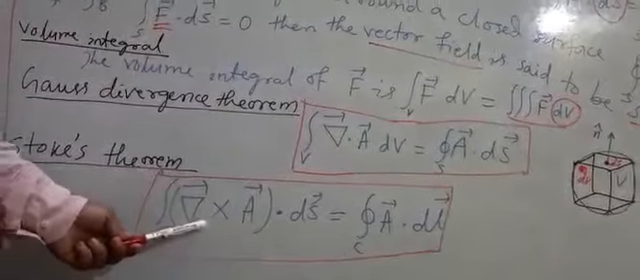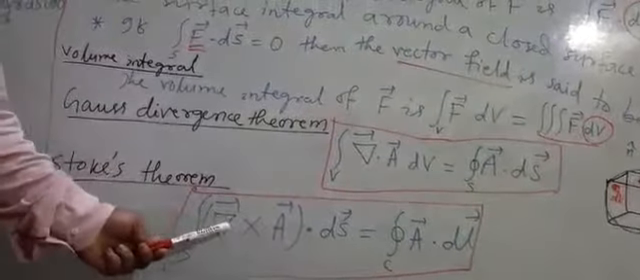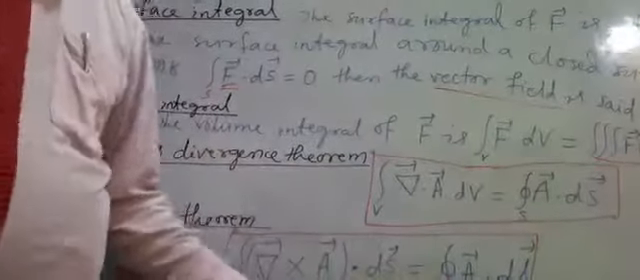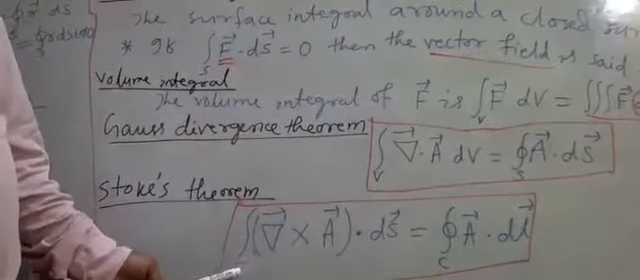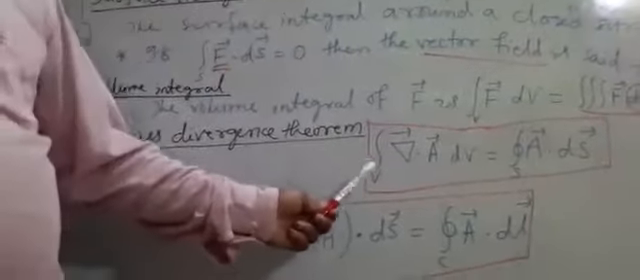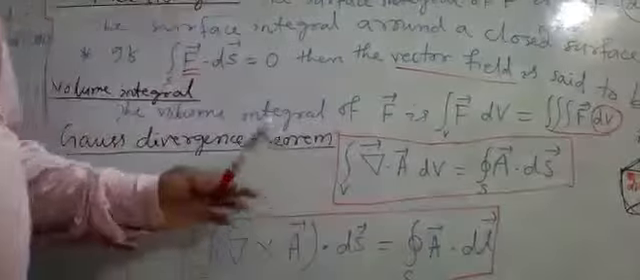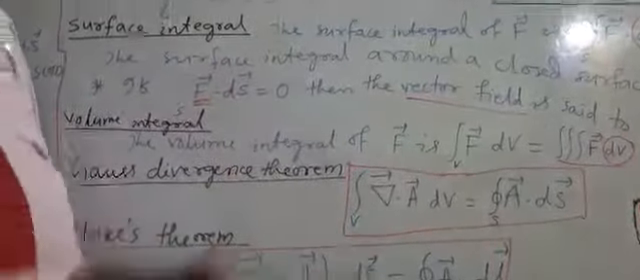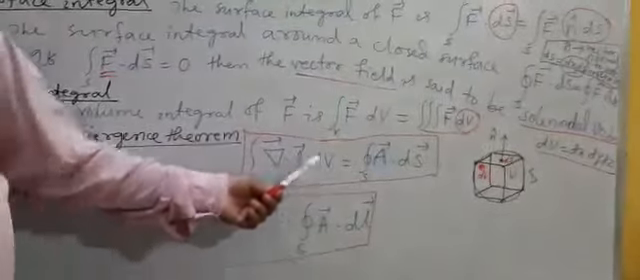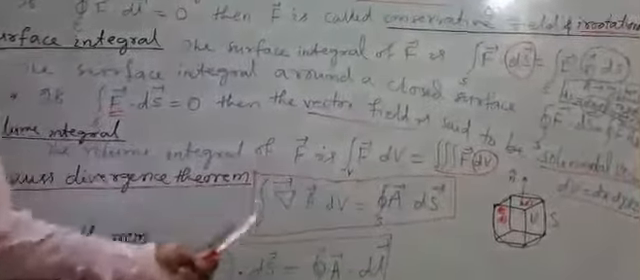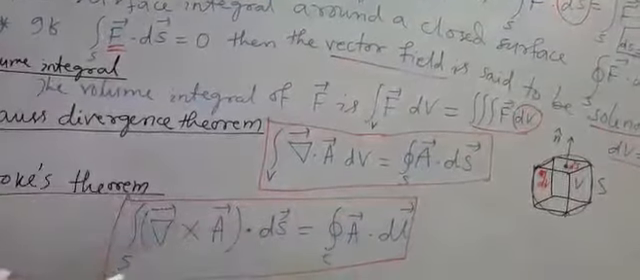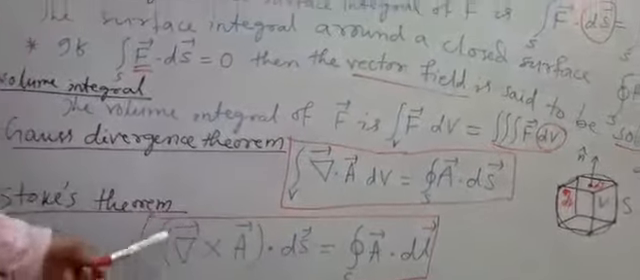So, let A be a vector field. The surface integration of curl of A dot ds is equal to the line integration of A dot dl. So Stokes theorem changes surface to line, and Gauss divergence changes volume to surface. So these theorems transfer one integral to another integral. You should remember it is volume to surface, or vice versa, and surface to line or line to surface, vice versa.